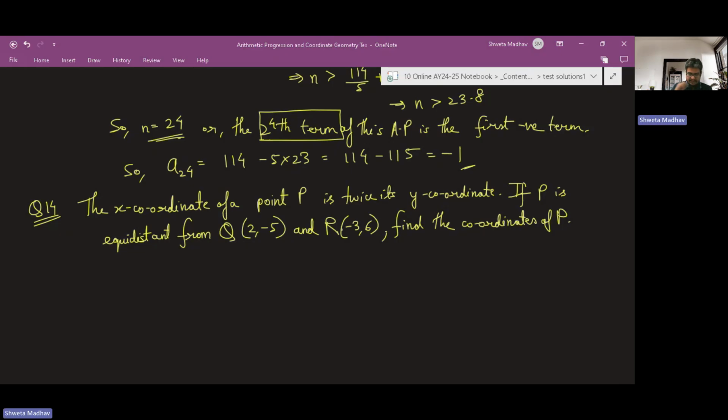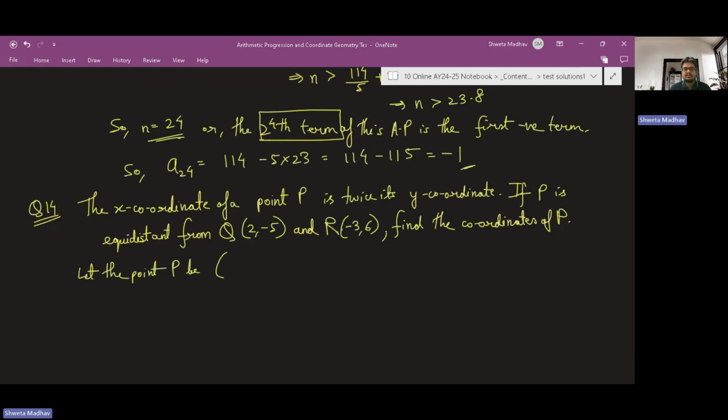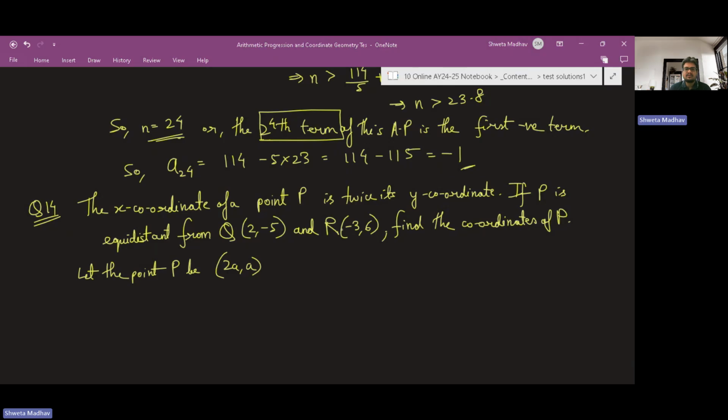P is equidistant from Q and R. Find the coordinates of the point P. So now we can say, let the point P be 2a comma a, since it is told the x coordinate is twice its y coordinate.